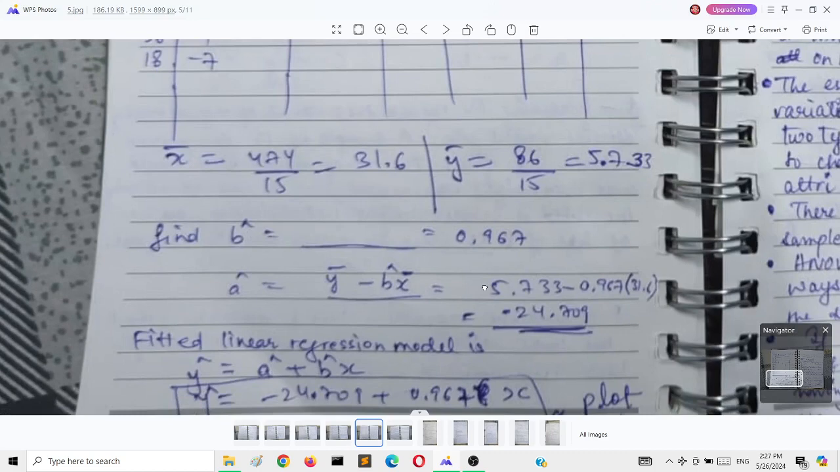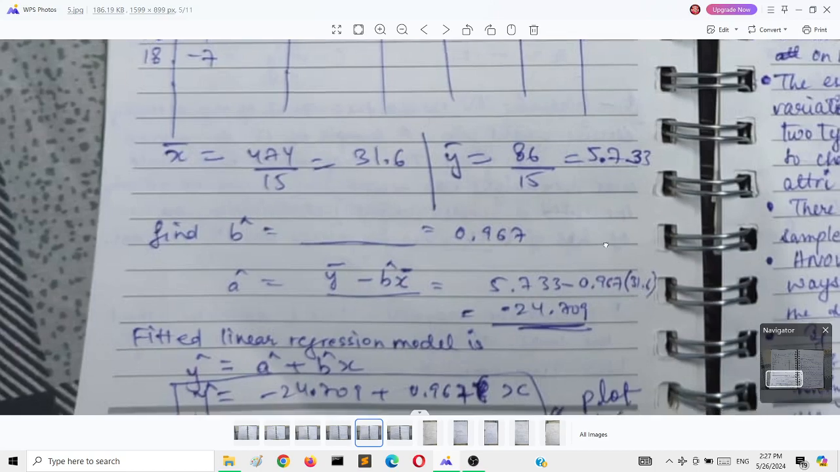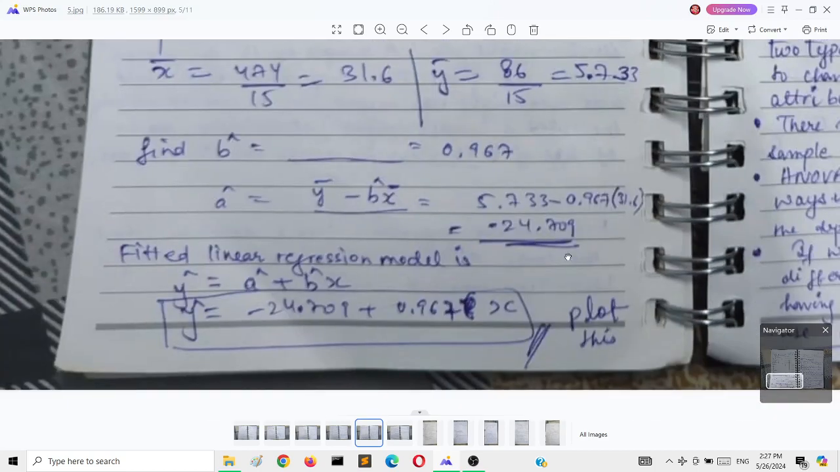Also, calculating these terms, b cap is calculated in that fashion, but a cap is calculated in this way, that is y bar minus b cap x bar. Y bar we already know is the mean of y, and we subtract b cap times x bar. So b cap is calculated by the above formula, which we studied, and x bar is just the mean. We plug in the values 5.733, and we got b cap as 0.967, and that is multiplied by 31.6, and we got minus 24.709.